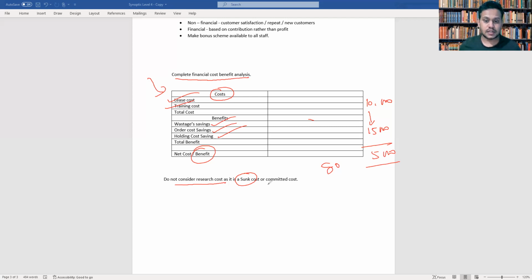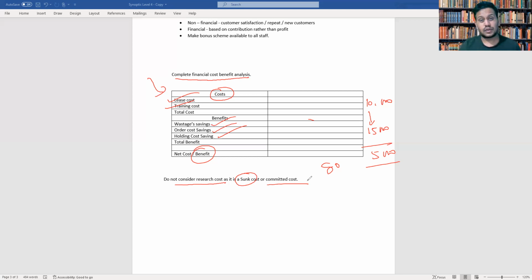Also any committed cost. For example, if you commit to a person, if you give me the report, I'll give you £2,000. This is the committed cost. Even after you receive that report, if you don't go for the proposal or the project, you still have to pay this 2,000 anyway. So any committed cost or any sunk cost or research cost, do not consider that, just ignore that.